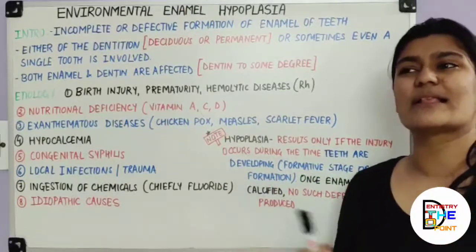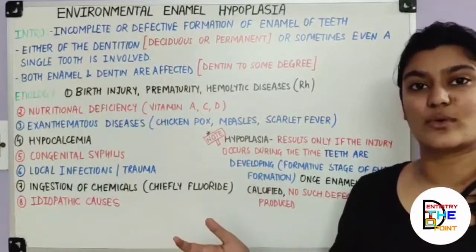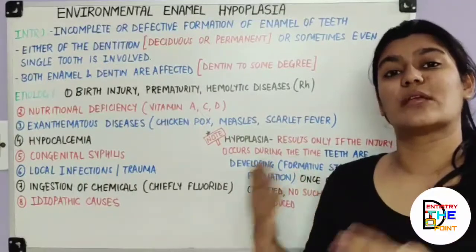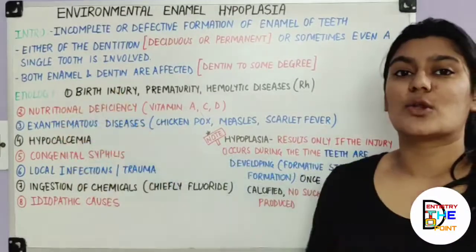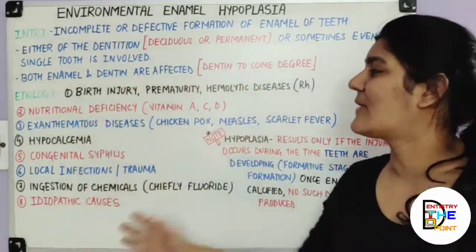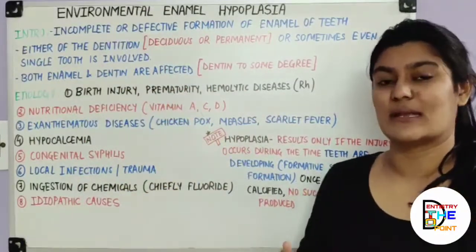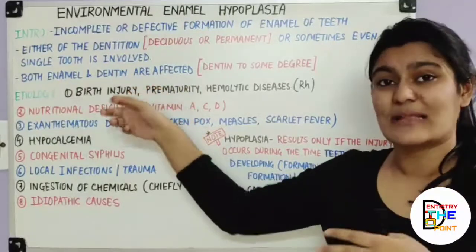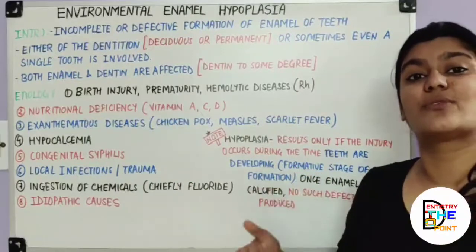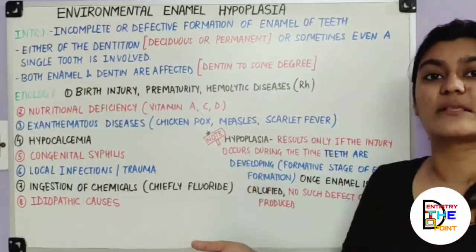Now talking about the etiology, it is said that the ameloblasts, that is the enamel forming cells, are a very sensitive kind of cell and they are prone to injury or damage. Because of that, there are various factors which are capable of producing injury to ameloblasts, or you can say the etiological factors which cause environmental enamel hypoplasia. There are 8 factors, and we are going to deal with each of these in detail, wherein we will see why each is responsible for causing environmental enamel hypoplasia and also the clinical features or the appearance it gives to the teeth.